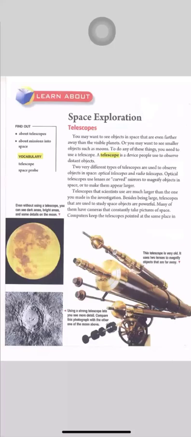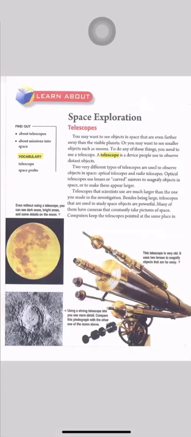Our previous lesson was about the solar system. You may have wondered how scientists got information about the solar system. Scientists have been collecting information about the solar system by telescope. What's a telescope? A telescope is a device that people use to observe distant objects, or we can say to observe objects that are very far away from us.